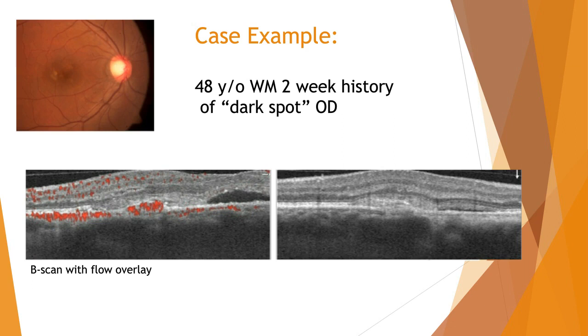So those were two occult examples. Let's look at a classic example. This patient was a 48-year-old white male who had a dark spot in their vision in the right eye. And what I found extremely interesting is that there wasn't a blatant CNV on the fundus photo.